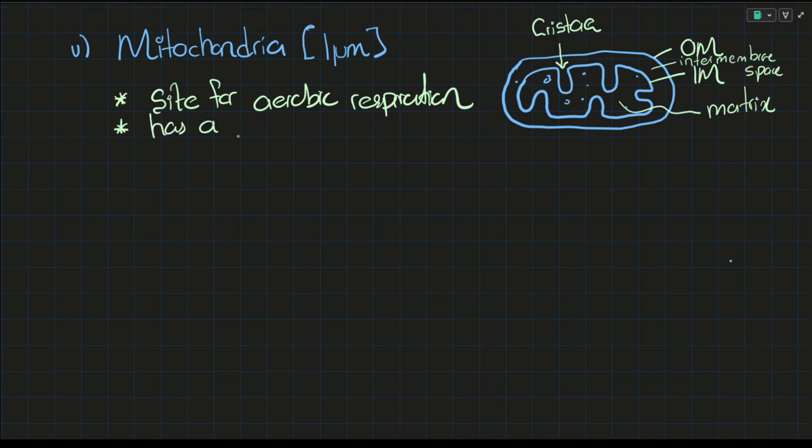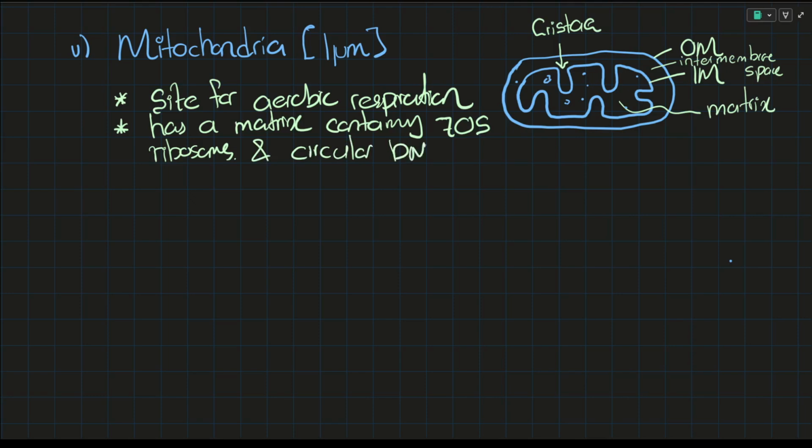And we'll talk about the mitochondrial matrix. It has a matrix containing 70S ribosomes. Now, don't worry about the sizes. Why is the above thing 80S ribosomes? Why is the below thing 70S ribosomes? You don't have to worry about that much. Just for now, keep things as things are. And then you will see the distinction once we talk about ribosomes. So, matrix containing 70S ribosomes and circular DNA.